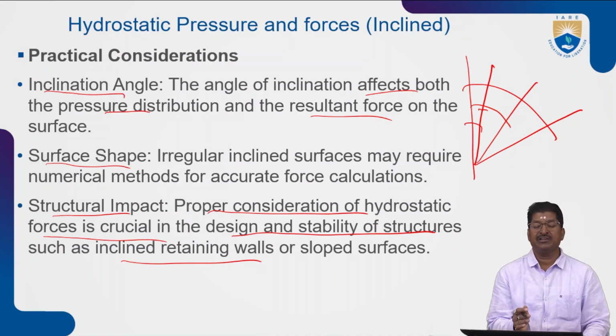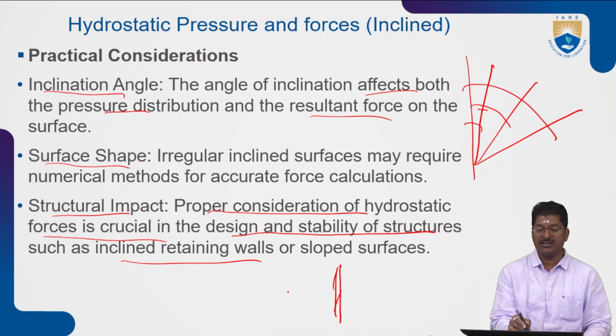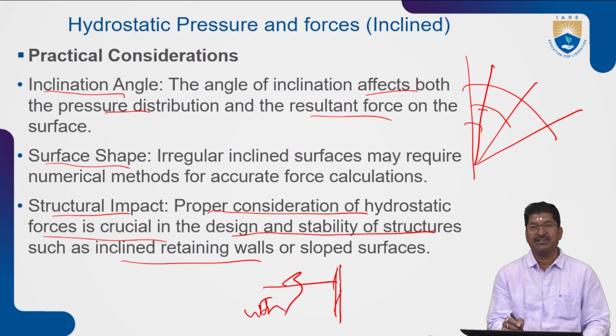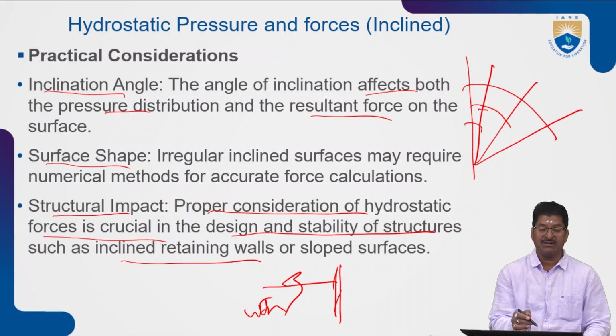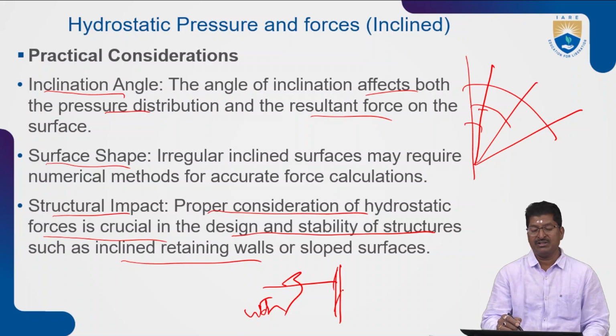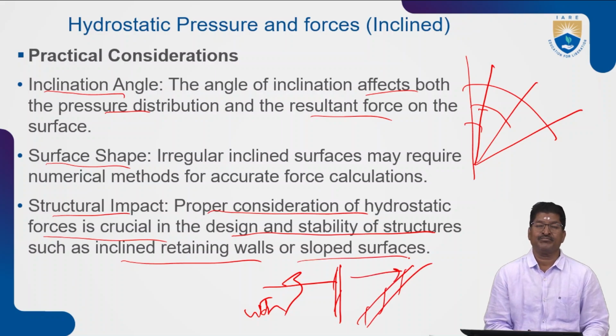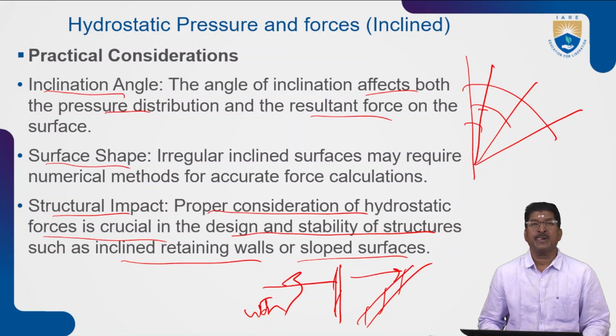So there can be soil. If the soil is there, then a wall is there, so the soil will not move. In the same way, if water is there and some obstruction is constructed, it will not move. So that is called a retain. A wall which retains anything is called a retaining wall here. It is an inclined retaining wall, not a vertical retaining wall, or a sloped surface. Then how much force is acting? We have to calculate it correctly so that it will not fail.